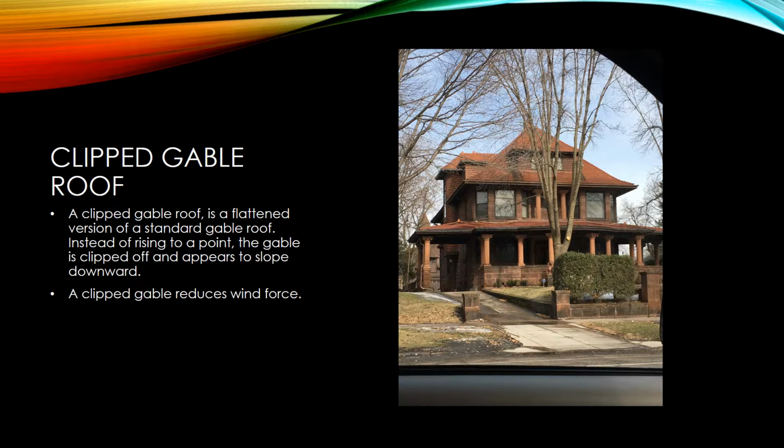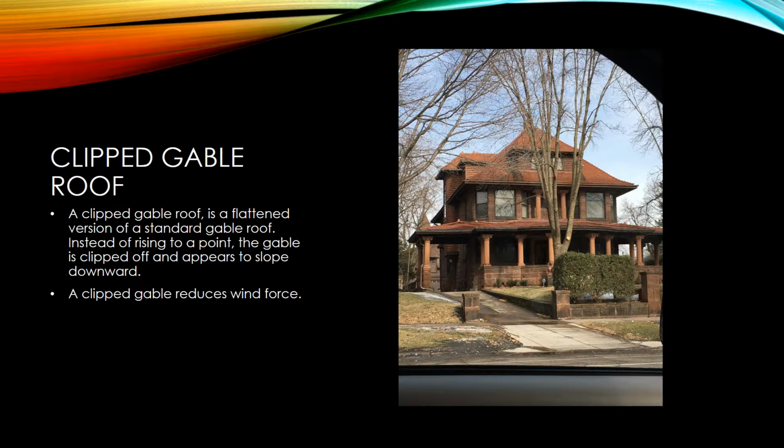And then a clipped gable roof. A clipped gable roof, also known as a jerkin head roof, is a flattened version of a standard gable roof. Instead of rising to a point, the gable is clipped off and appears to slope downward. A clipped gable reduces wind force where it is at its greatest on a gable design.